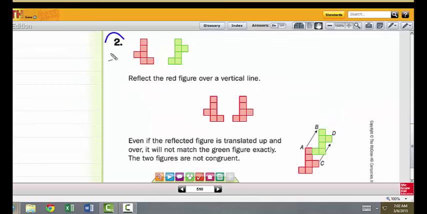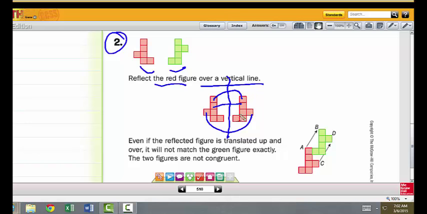Okay, let's try another one, problem number 2. It asks us to reflect the red figure over a vertical line. We're going to try to show congruence between this figure and this figure. So the first thing we're going to do is map this over a vertical line. So imagine a vertical line through here. This square would reflect to here, this square would reflect to here, etc. And you can see that each of these squares reflects, and we have this figure here.